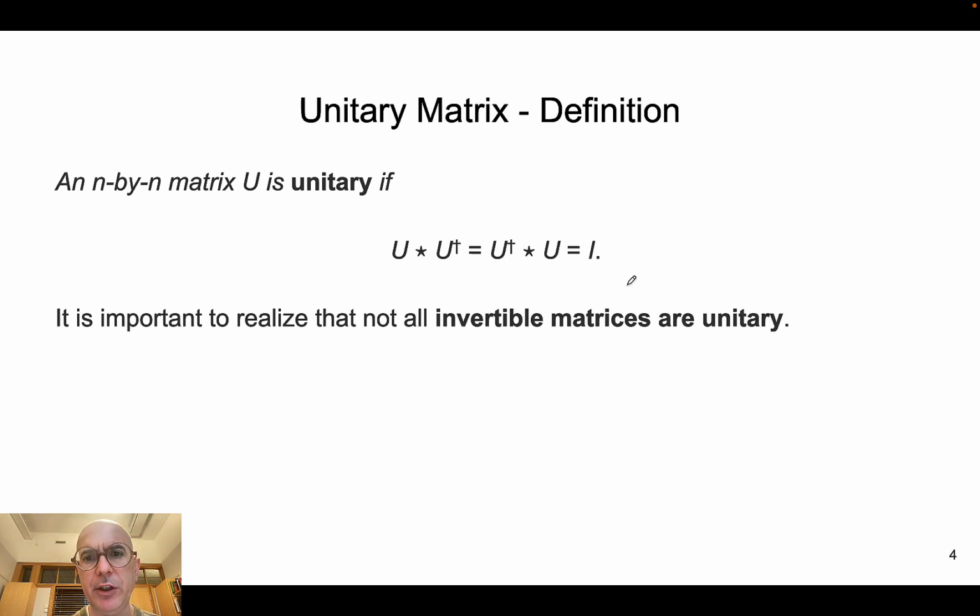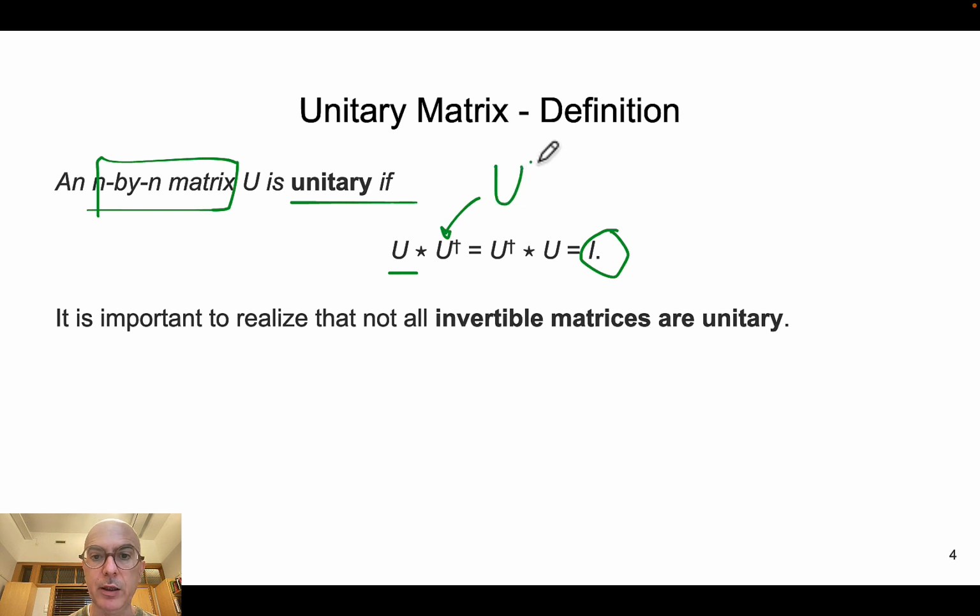So let's go to the definition. An n by n matrix U, keep in mind they must be square matrices, otherwise they cannot be invertible and therefore they are not unitary. A square n by n matrix U is unitary if U multiplied by U dagger is equal to U dagger multiplied by U, which is equal to the identity matrix. In other words, the adjoint of the unitary matrix is nothing else than the inverse of the matrix.